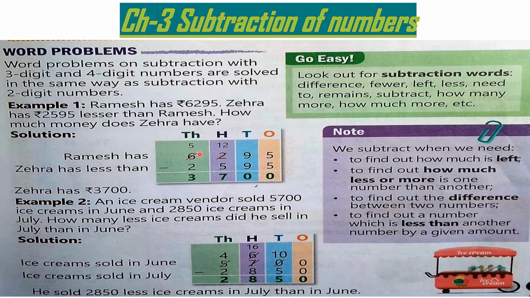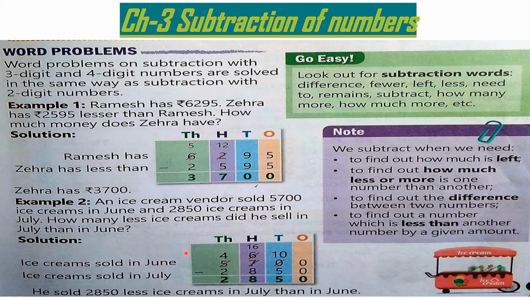Also one more thing, whenever you are writing a sentence for the word problem, try to make it short. Don't make it too long, just write to the point. Okay. Now, number two, an ice cream vendor sold 5700 ice creams in June and 2850 ice creams in July. How many fewer ice creams did he sell in July than June?